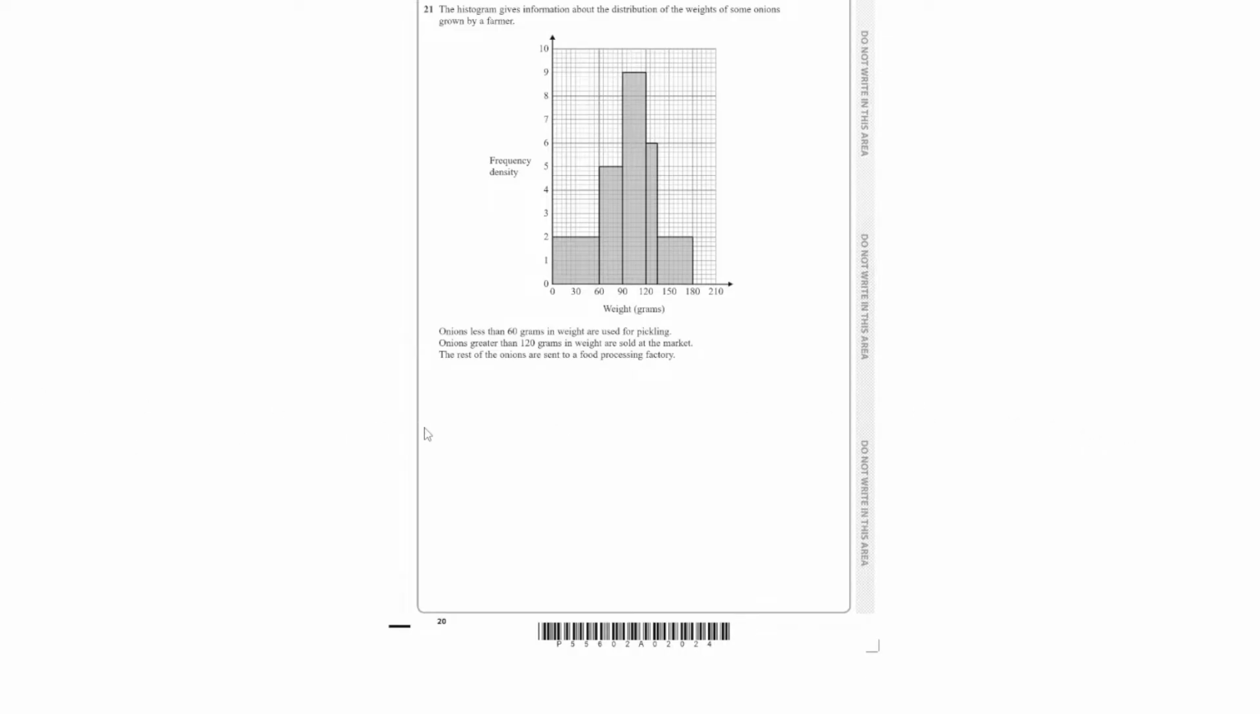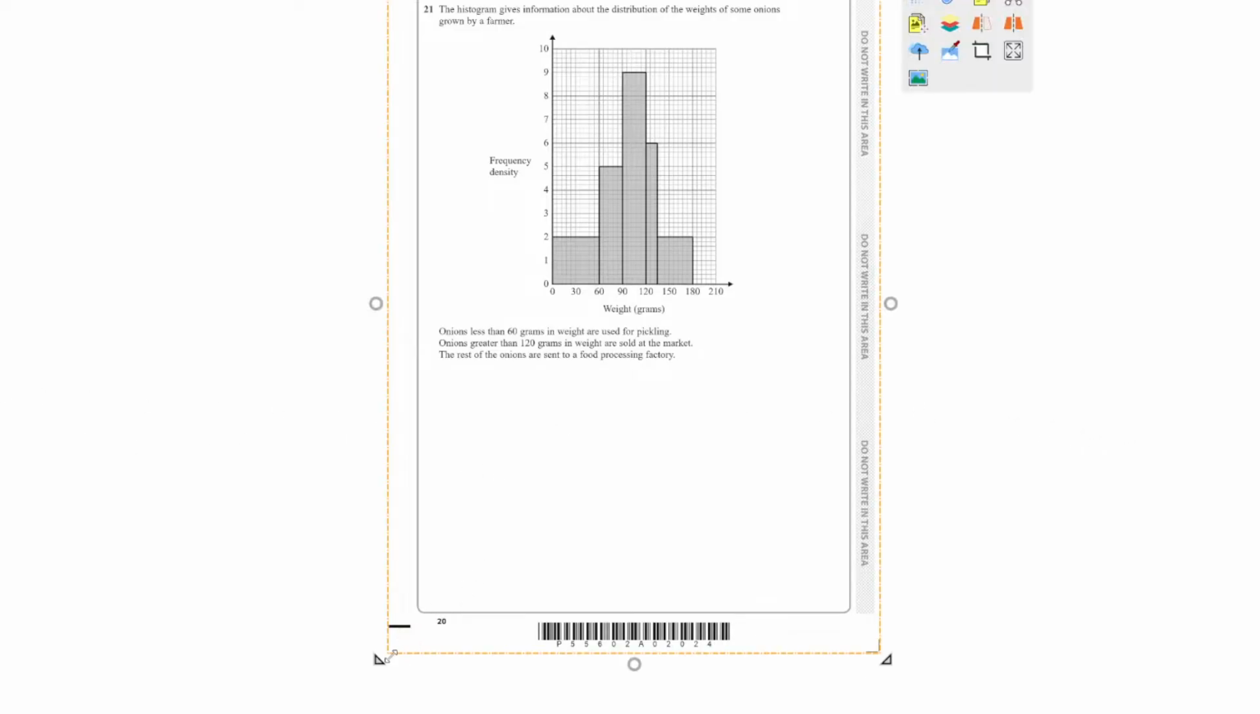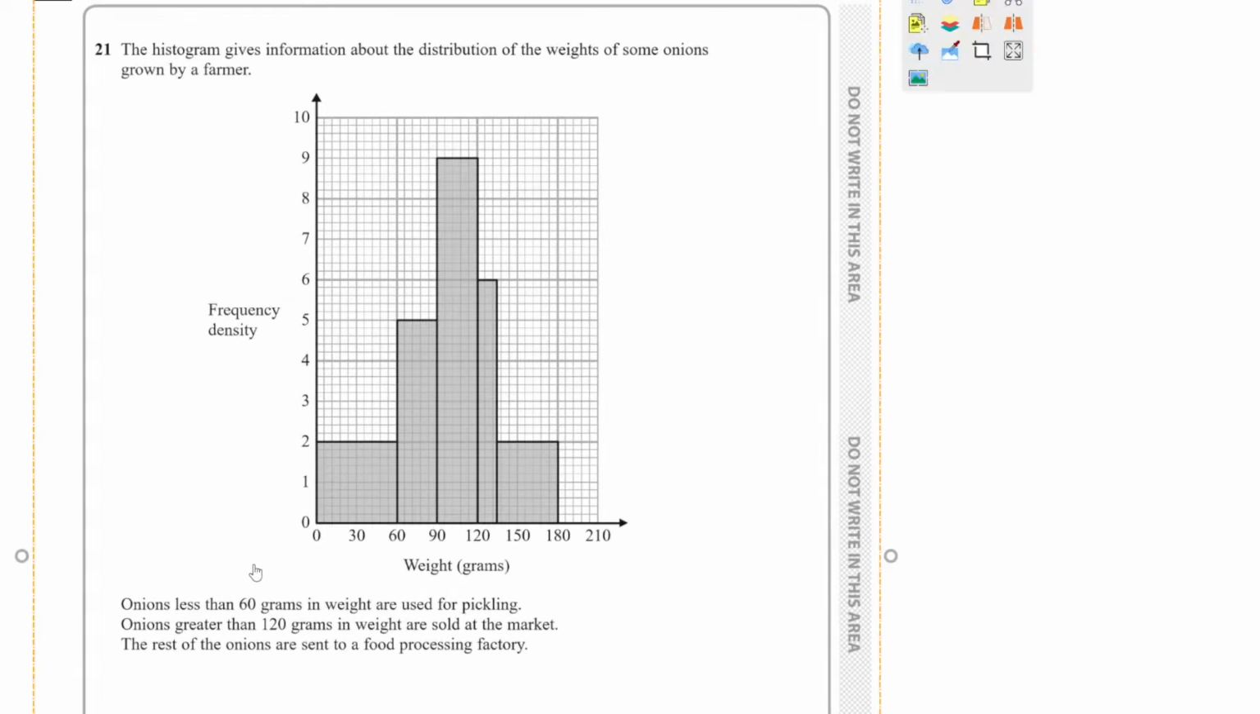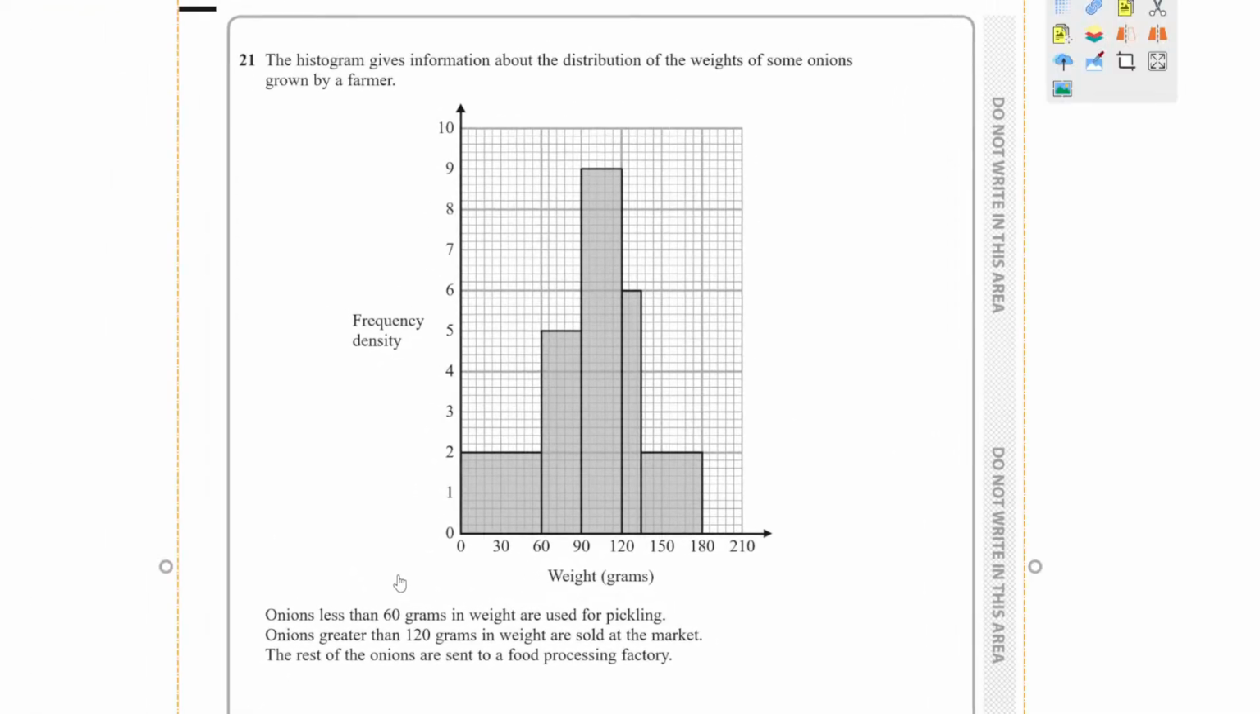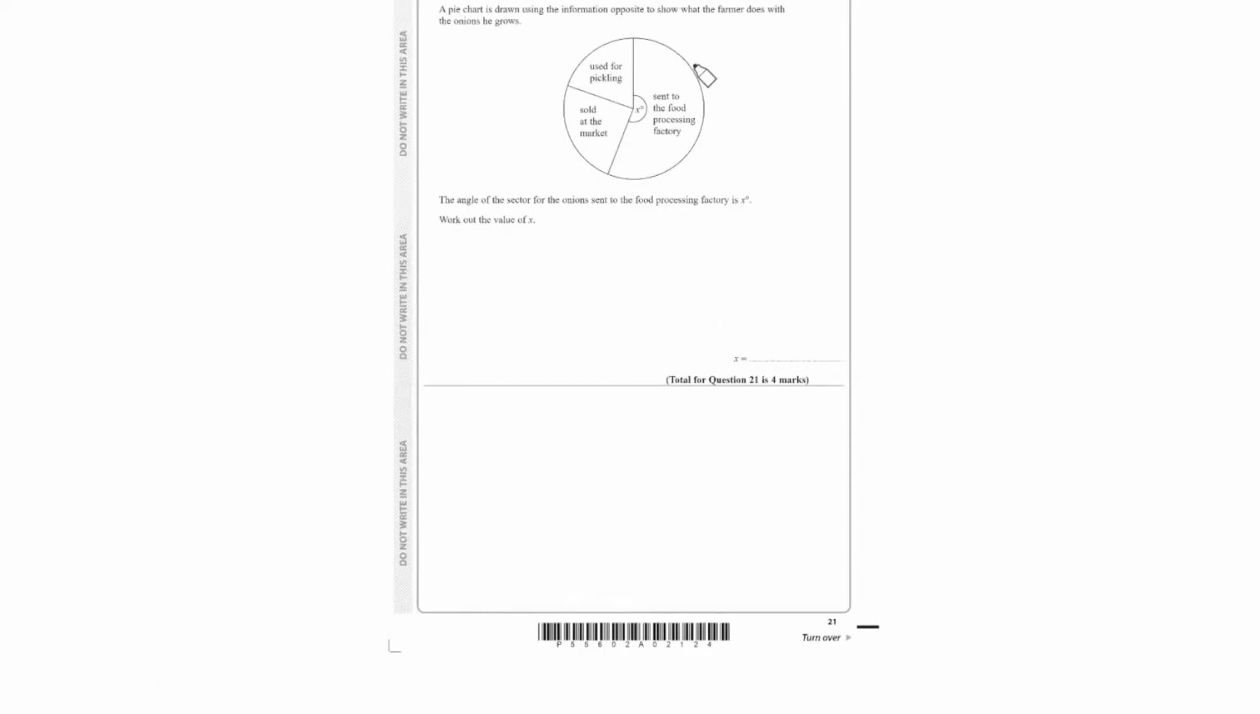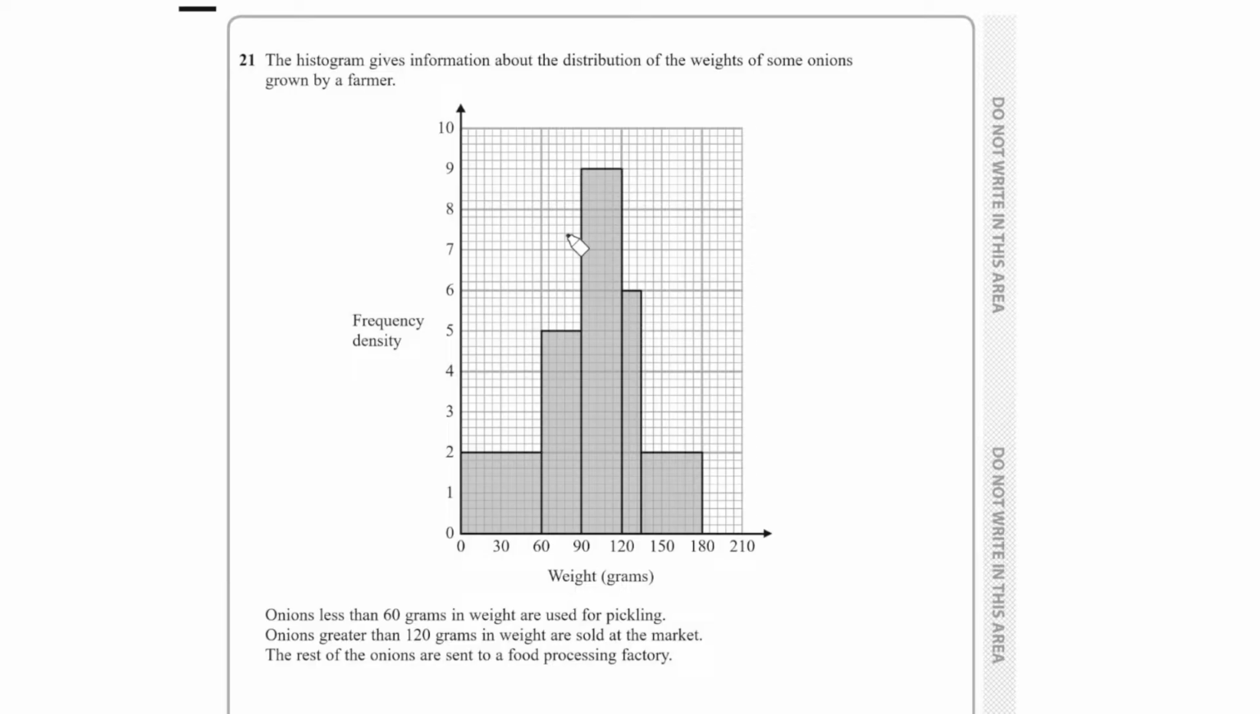Okay, histograms. I know that you did have also a histogram question in, I think, paper 1. So I don't think they would ask histograms again, but I guess we never know, technically. This one actually, if you look at the second page, is a pie chart one as well, so that might be kind of interesting to look at.